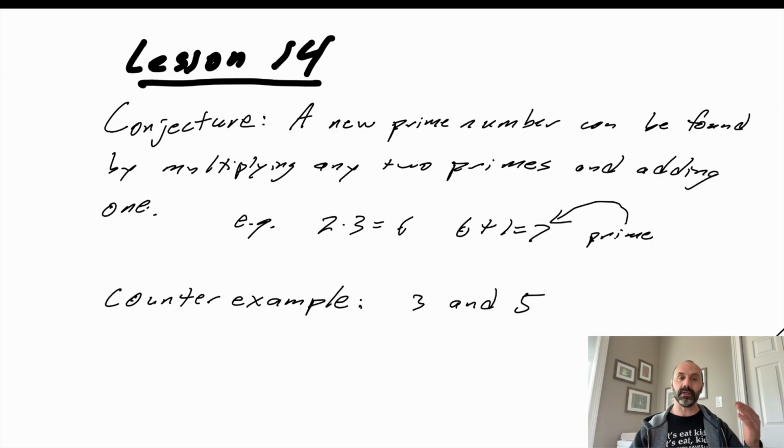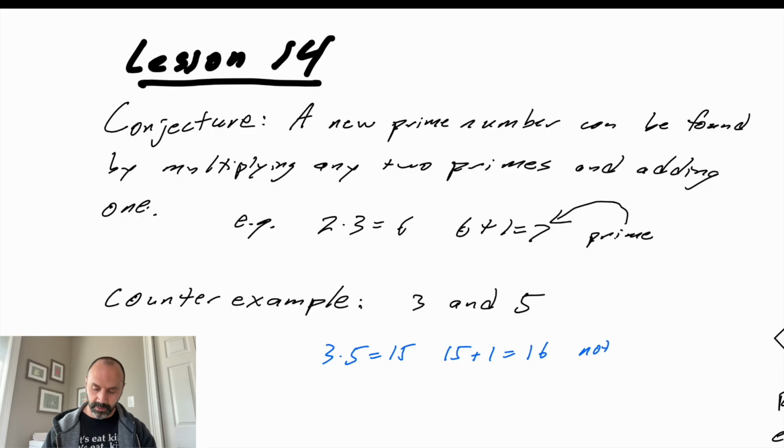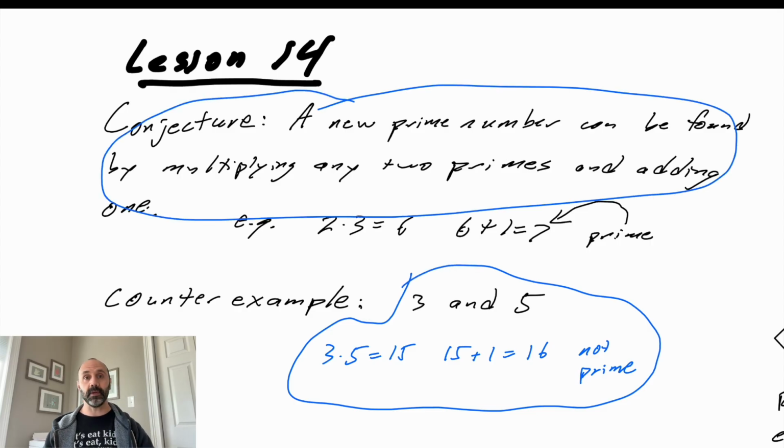So in this case, the counterexample is 3 and 5. If you multiply 3 and 5, right, so 3 times 5 is 15. Now, 15 plus 1 is 16. And that is not a prime number. So what we just went through here is the counterexample to this conjecture. Okay, and that's basically the whole lesson, just this idea that we disprove a conjecture using a counterexample.